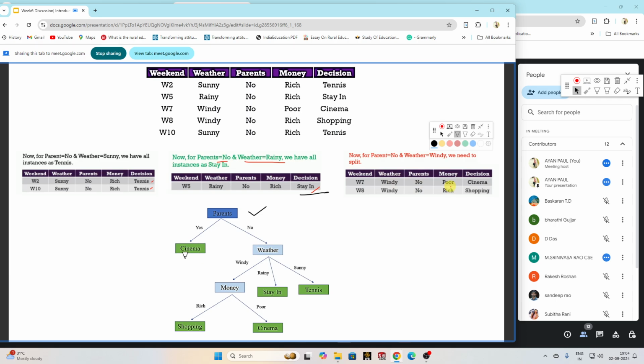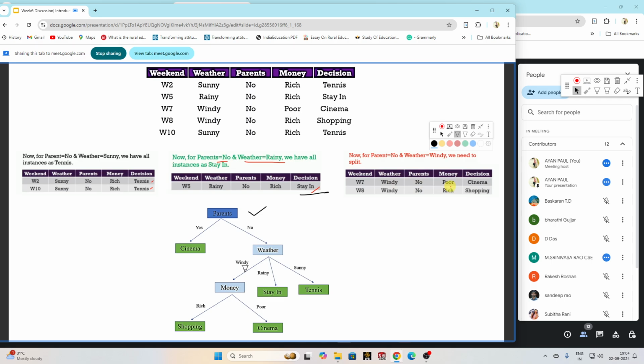So this cinema is your leaf node. Why is it a leaf node? Because further it cannot be split. But whenever your decision was no, means whenever your class was no for parents, again you have to split. So again we have split with respect to weather. Weather we have seen three things, that is windy, rainy and sunny.